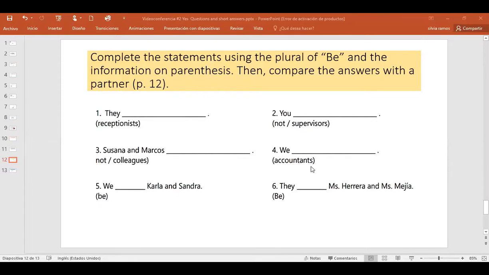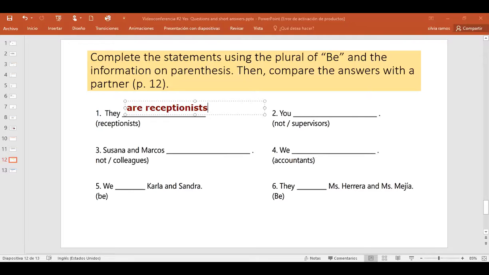Thank you very much. Now, Jenny, go ahead and do number one. They are what? Number one. Yes, they are what? ¿Cuál es la palabra que está en paréntesis? Receptionist. Very good. They are receptionists. Repeat. Receptionist. They are receptionists. Very good. Number two.